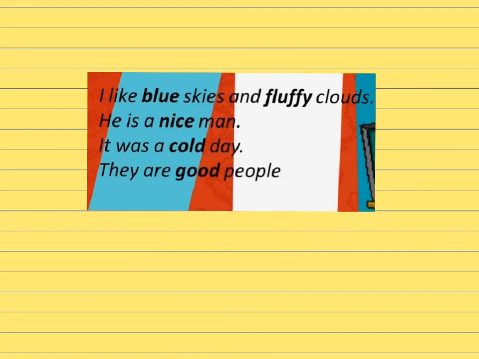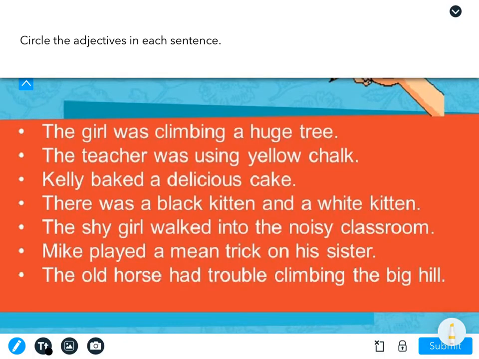This is just to give you some more examples of adjectives. Notice blue describes the noun skies. Fluffy describes the noun clouds. Nice describes man. What's interesting about this one is we have a linking verb, but it's linking he to man, and nice describes man. Same with this one. It and day are linked, but cold is describing day. Good is describing people.